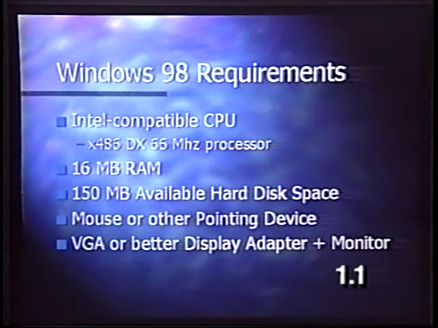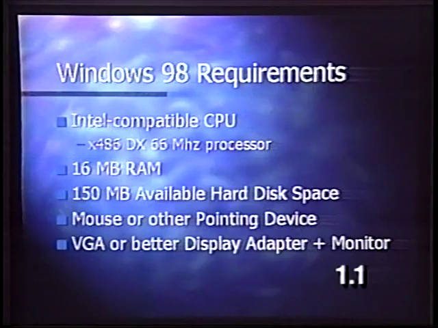The minimum requirements for Windows 98, according to Microsoft, are as follows. A personal computer with an Intel-compatible CPU, which is at least a 486DX 66 MHz processor or higher, at least 16 megabytes of memory, also known as RAM, a minimum of 150 megabytes of available hard disk space, and this is necessary because when Windows 98 performs the setup, it needs space for temporary files. You also need to have a mouse or some other type of pointing device, and you need a VGA or better display adapter and monitor.